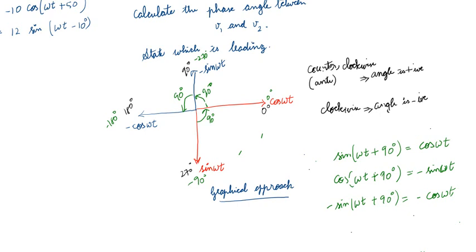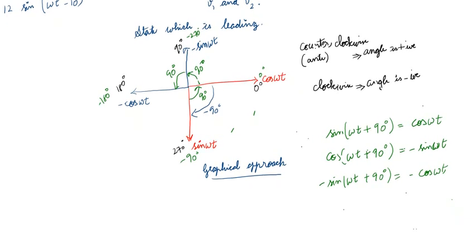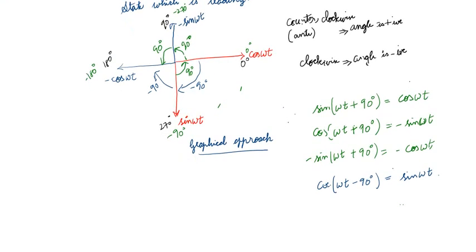Similarly, if you are on the cos omega t axis and go by minus 90 degrees, where will you go? You will go to sin omega t. So I can write cos(omega t minus 90 degrees) is sin omega t. And if I am at sin omega t and go minus 90 degrees, I go to minus cos omega t. So sin(omega t minus 90 degrees) is minus cos omega t.